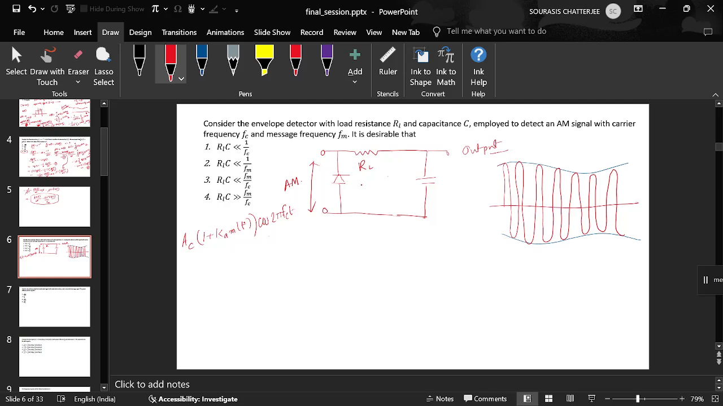So whenever this diode is forward biased, this capacitor is charged to the V in here, that is the maximum amplitude of the AM signal, and whenever this diode is reverse biased, the capacitor discharges through this resistance here, so the voltage across the capacitor reduces, and this procedure keeps happening.